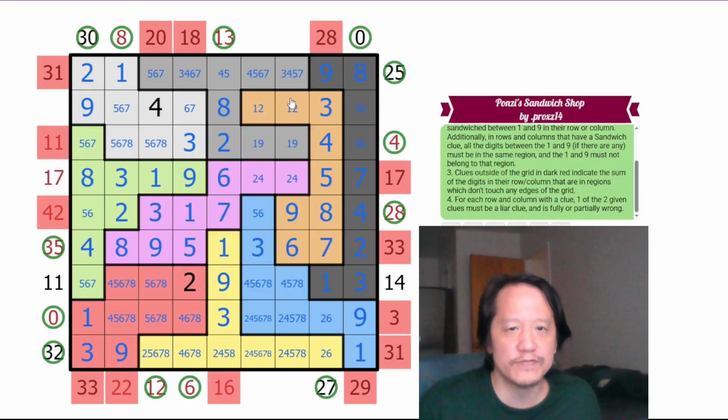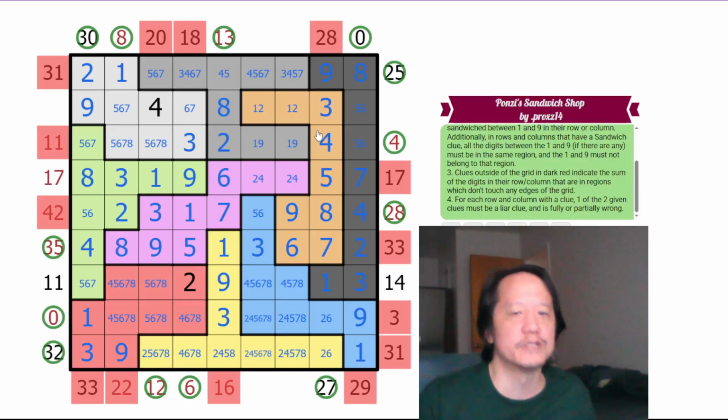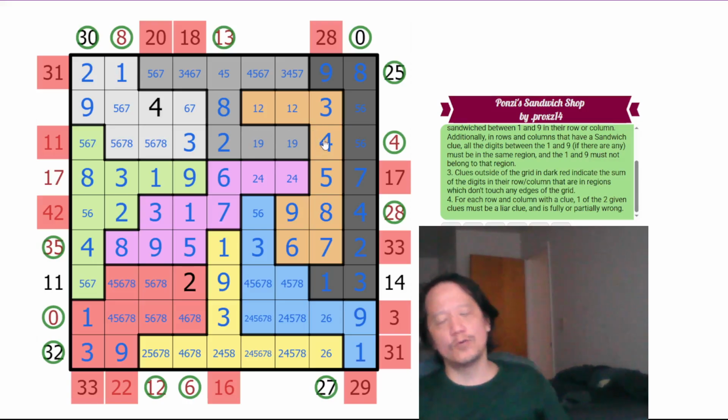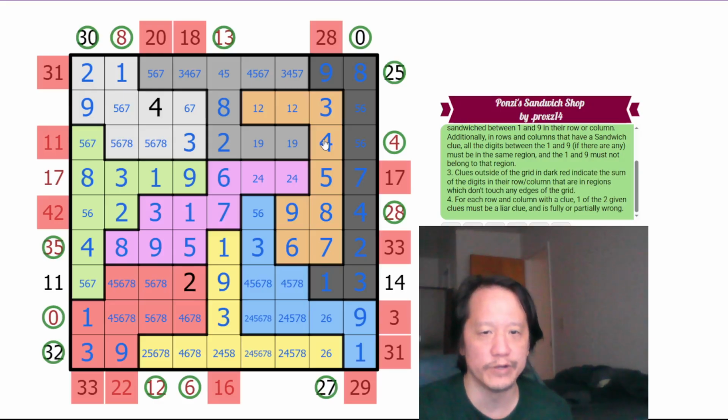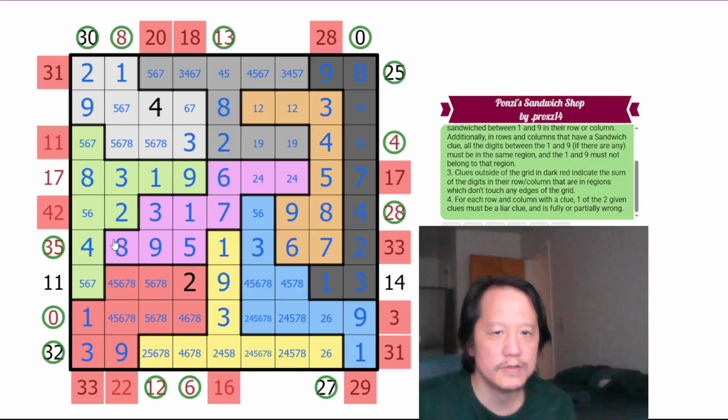That adds up to 25. And they're all in the same region. They are in different regions than the 1 and the 9. 4 is the only digit that is in a region that doesn't touch the edge of the grid. So it's 2, 4, 5, 6 here, which adds up to 17. We already have 3, 1, 7, 8, 9 adding up to 28. 5, 6, 7, 8, 9 adding up to 35. We still don't know this one.